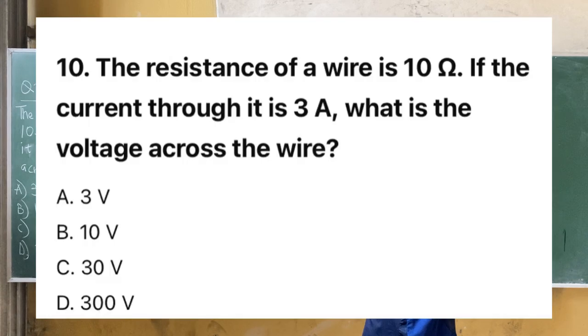Question 10 says the resistance of a wire is 10 ohms. If the current flowing through it is 3 amps, what is the voltage across the wire? Option A says 3 volts, B says 10 volts, C says 30 volts, and option D says 300 volts.